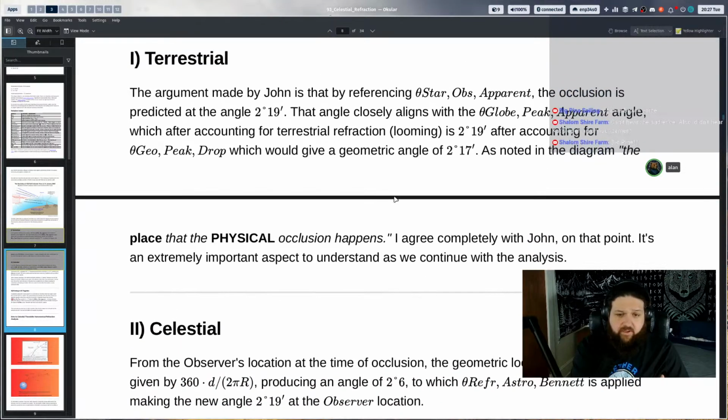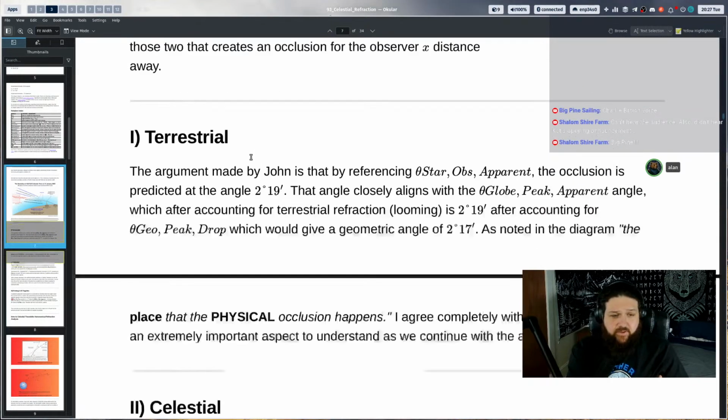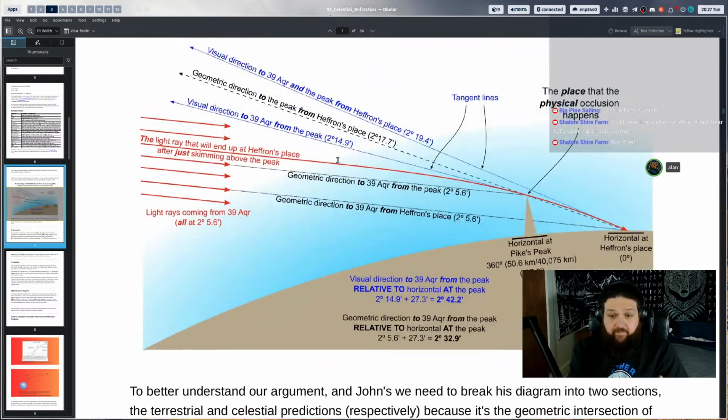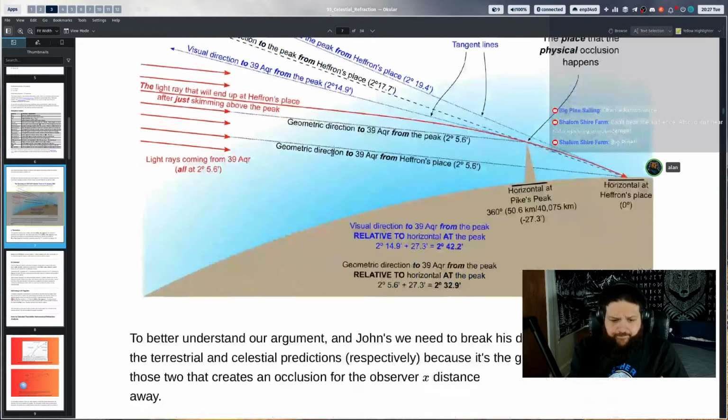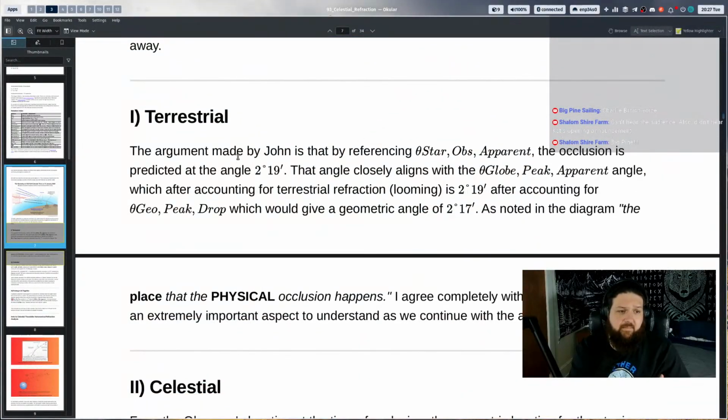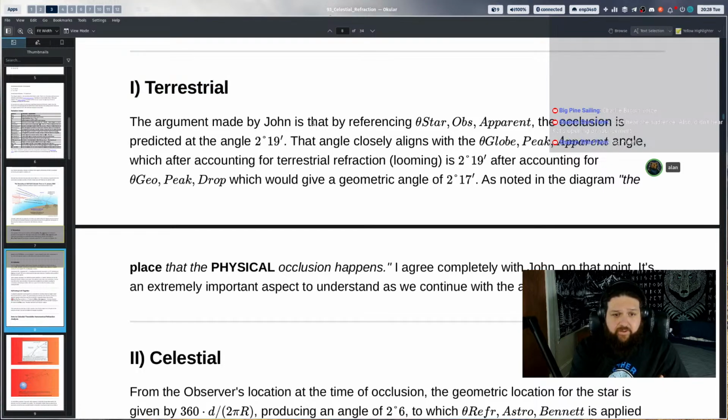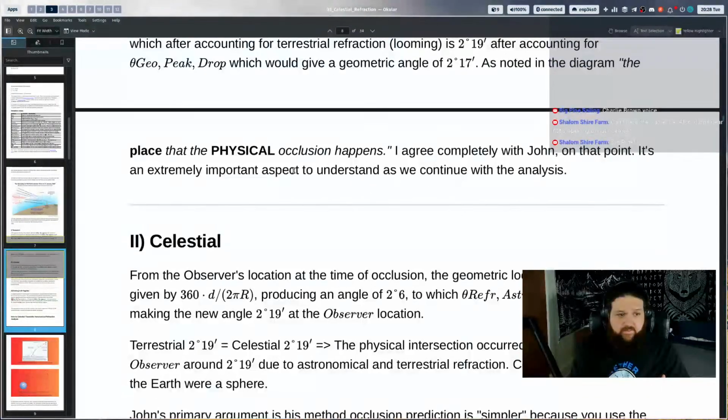I'll read through here so we can understand it. To understand John's argument, this diagram, and even our argument, it's necessary to break it up into two components. First, we're going to go over the terrestrial. The argument made by the globularist is that, referring to the star's apparent position with respect to the observer, the occlusion is predicted at 219. This angle closely aligns to the globe peak apparent angle when accounting for terrestrial refraction, which is looming, and that makes it 219. Remember that the occlusion happens at the physical location where this happens.